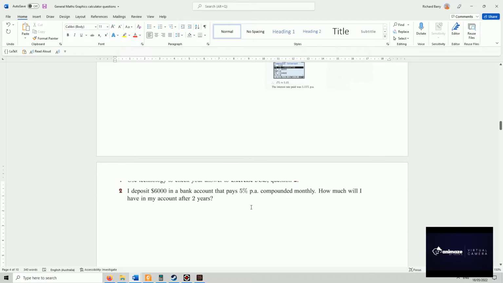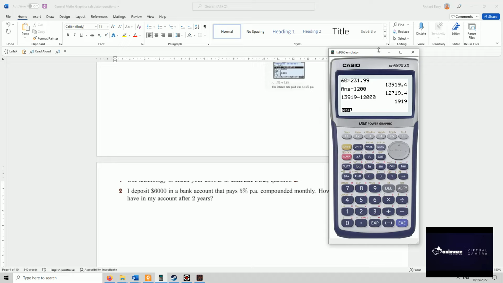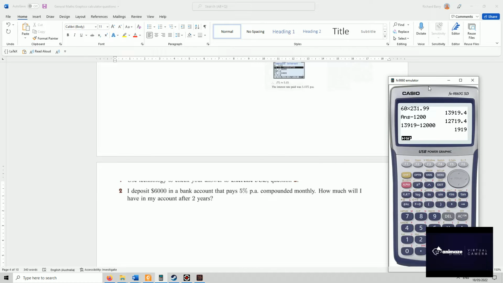Again, we are in the section which has using the graphics calculator to do a compound interest problem. Now this one doesn't have any payments. So let's have a look here. Depositing sounds a bit like principal, present value, into a bank account. Okay, that pays 5% compounded monthly.